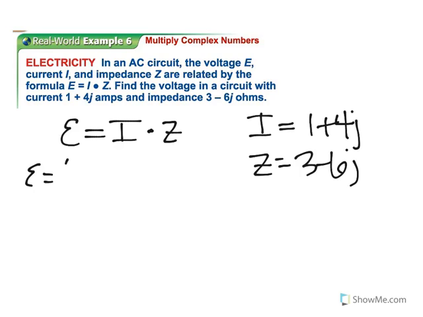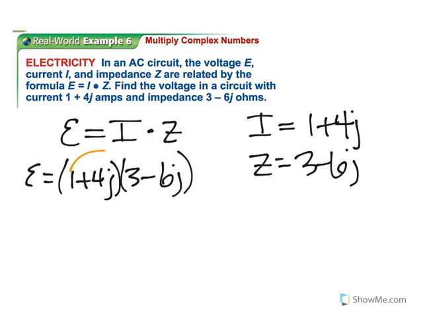E equals 1 plus 4j times 3 minus 6j. Now, in order to figure out what my answer is, we are going to FOIL, or double distribute. So we're going to take our first terms and multiply them. We get 1 times 3, which is 3.